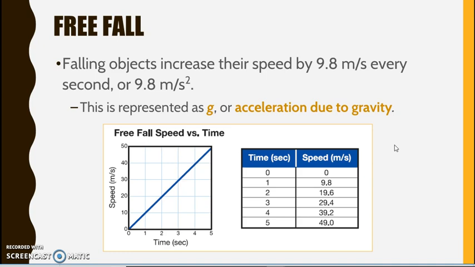So if you dive off a diving board, however many seconds it takes you to hit the pool, you're going to increase your speed by 9.8 meters per second every second. That's why if you jump from a low diving board, you go into the water pretty easily because you might only be going 9.8 meters per second. But if you jump really high and you've got a few seconds in the air, then every second you're going to be increasing your speed by 9.8 meters per second. So you're going to hit the water harder. That 9.8 is a number that you probably want to remember.